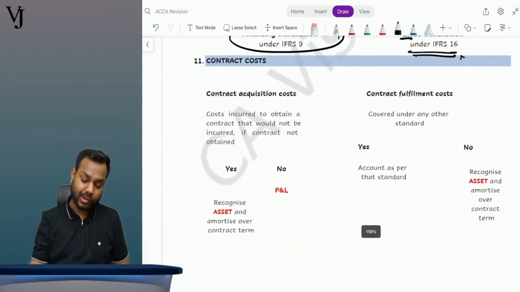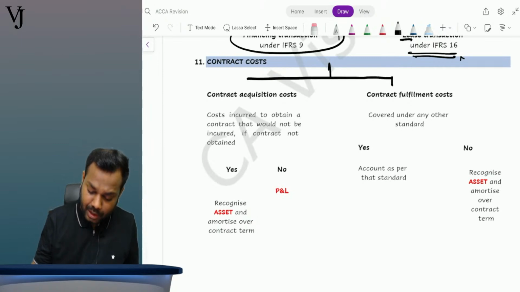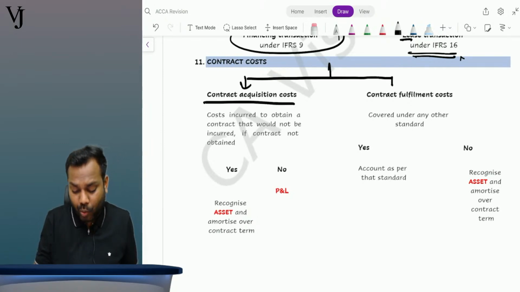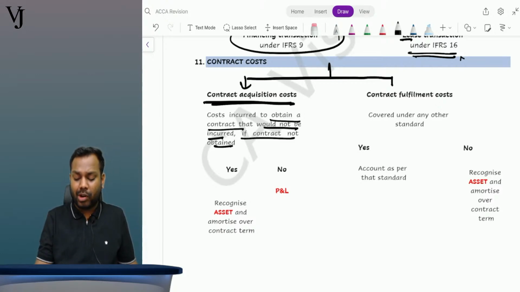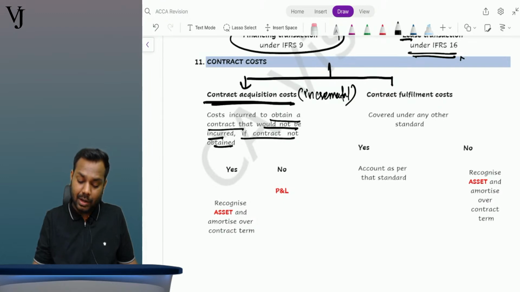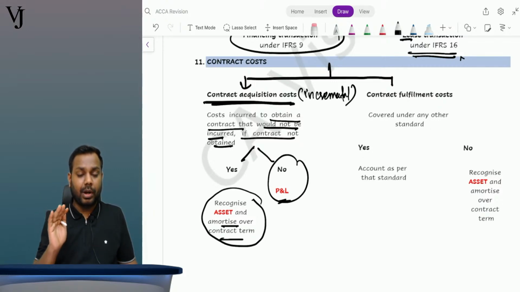Coming to the contract costs. Now, the contract costs can be of 2 types. If the costs are incurred to acquire the contract, meaning the cost incurred to obtain a contract would not have been incurred otherwise, these costs are incremental in nature. For example, brokerage, as I told. If it is brokerage, then yes, recognize an asset and amortize over the contract term. If it is not in the nature of brokerage, transfer it to P&L upfront.